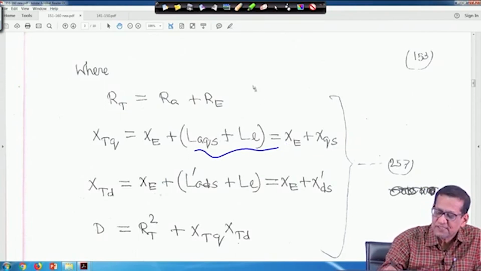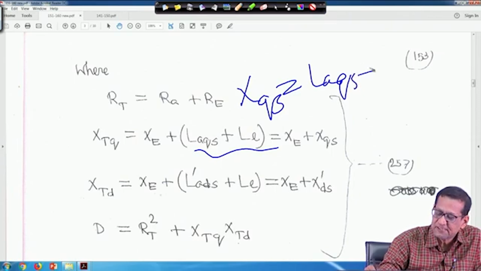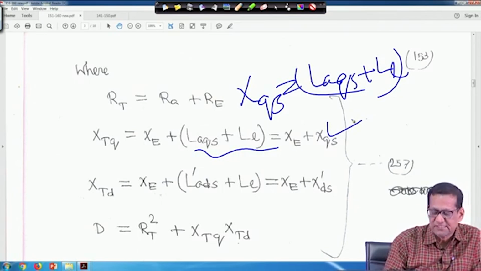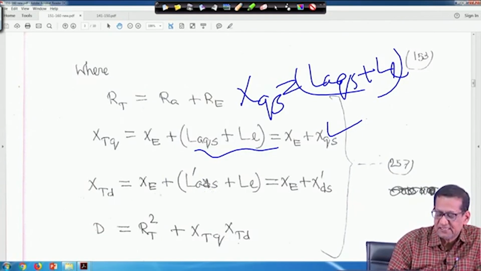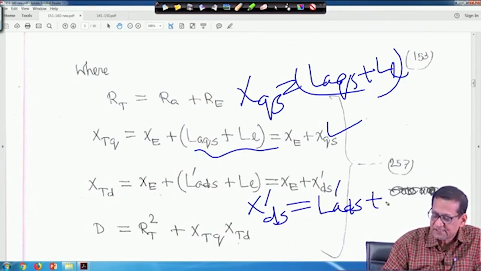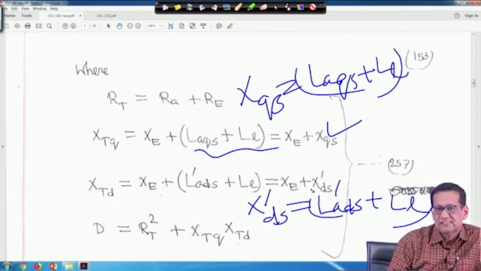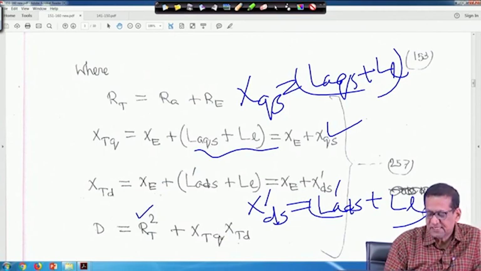So XQS is equal to LAQS plus capital L small l suffix, and that is why this term is XQS. Similarly, XTD is equal to XC plus (LADS dash plus LL), which is XDS dash. So XDS dash is equal to LADS dash plus LL, because in per unit inductance and reactance are the same. Similarly, D is equal to RT square plus XTQ into XTD.